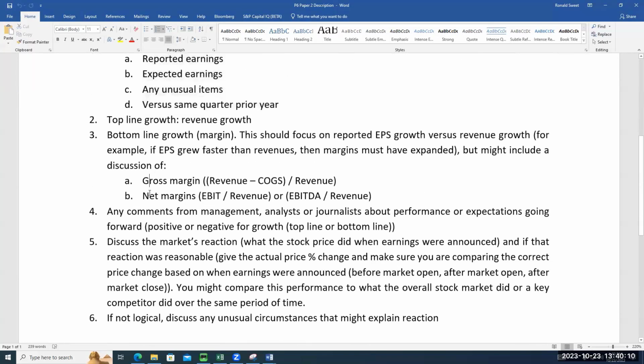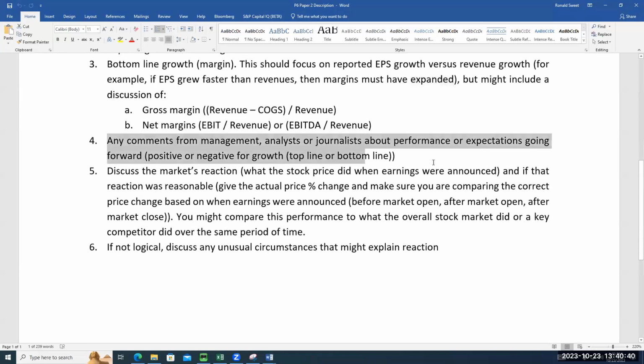Bottom line, gross margin, net margin. I usually use EBITDA to revenue. Sometimes I have to use EBIT because Bloomberg doesn't have the EBITDA. So what are you looking for? Really, margin is if your earnings per share grew faster than your revenues, then they must be having some good margin expansion. And you can use that word expanded rather than saying margins increased 30 basis points. You can say margins expanded 30 basis points or contracted 30 basis points.